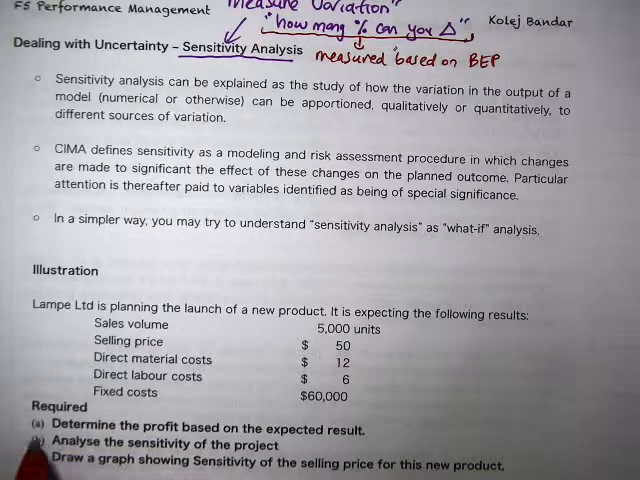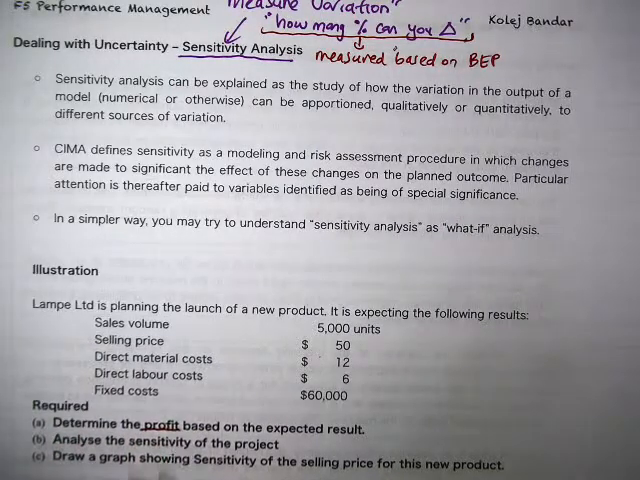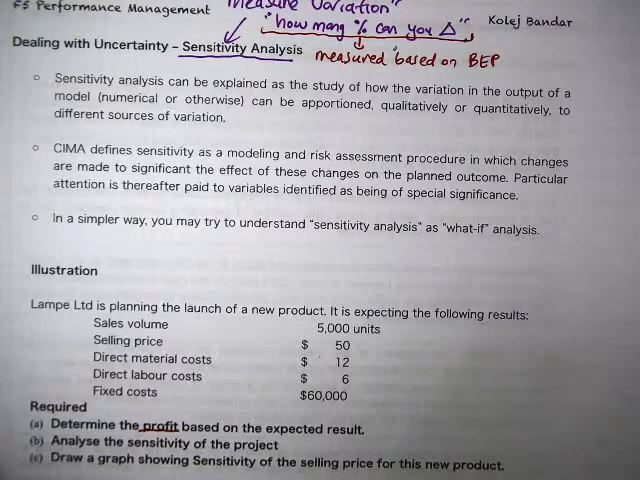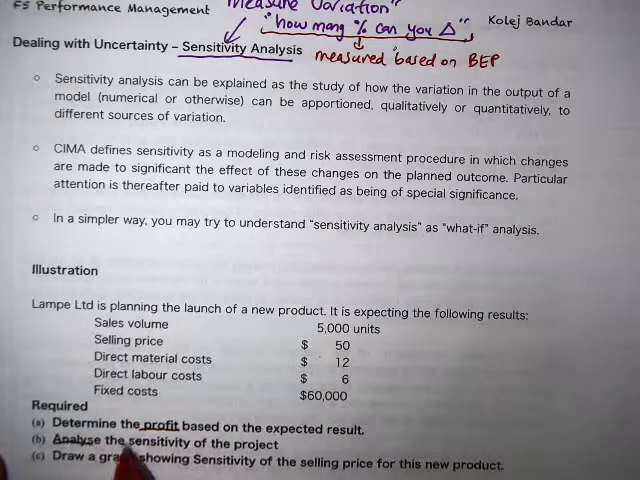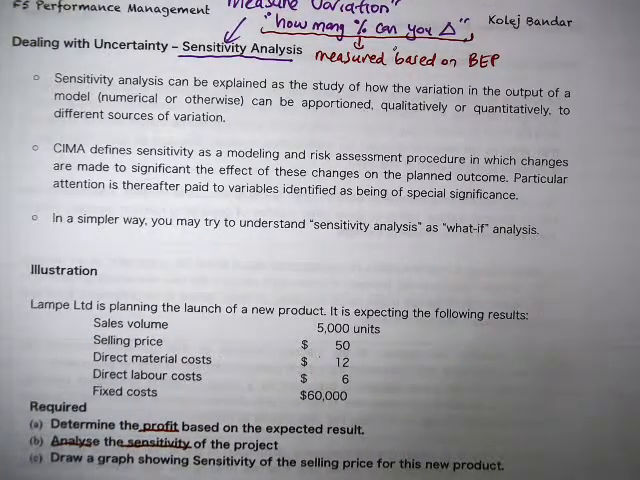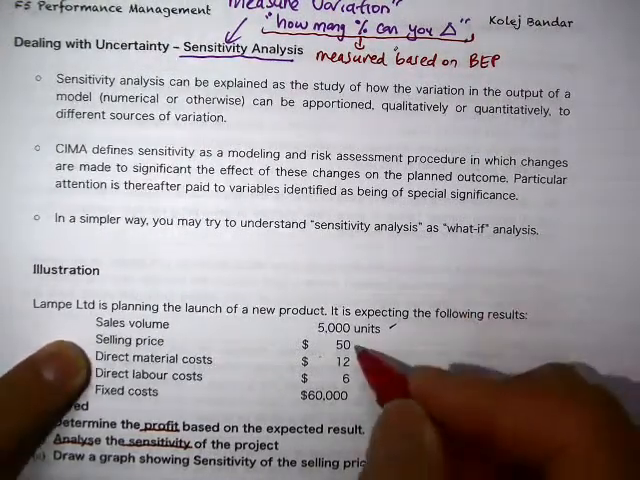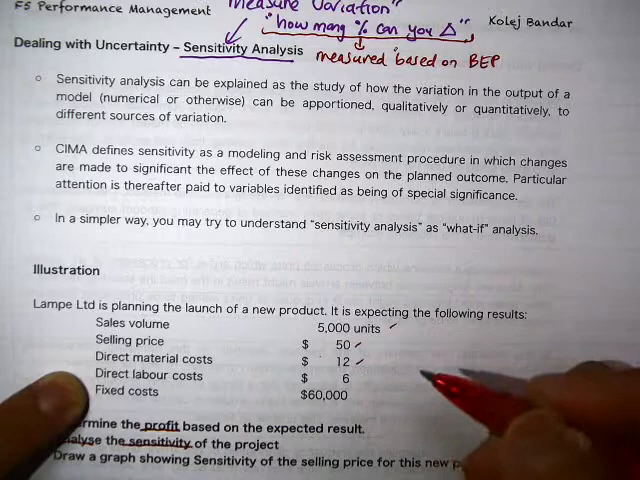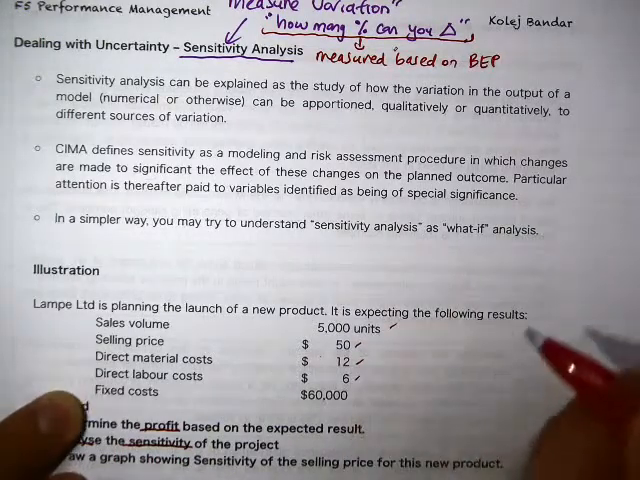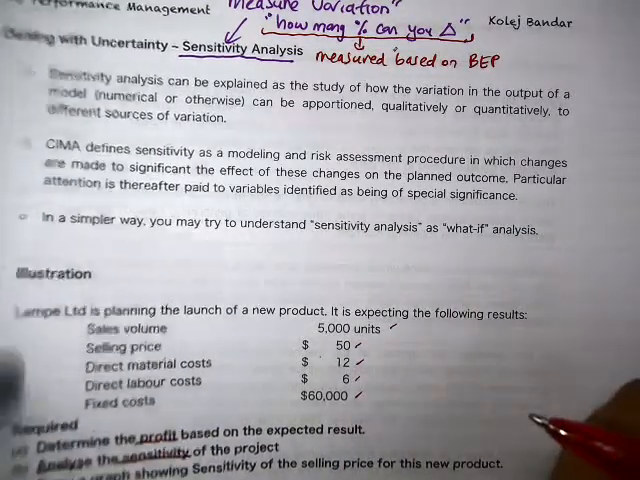Now, A, determine what is the profit for this result. We work out the profit, then we analyze the sensitivity. Now they say LAM is planning the launch of a new product. It is expecting the following results. The sales volume is 5,000 units. Selling price is 50. Material cost is 12. Direct labor cost is 6. Fixed cost is 60,000. So first, profit from this project.